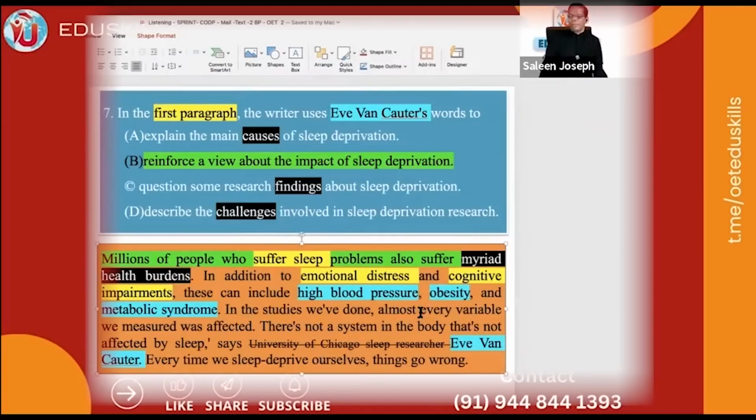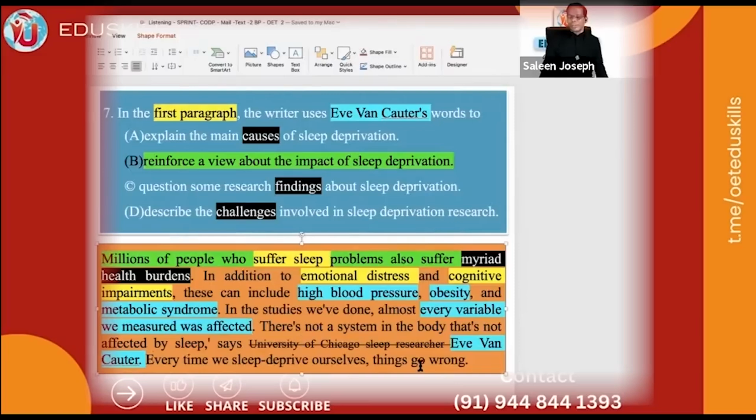Almost every variable was affected. This is again saying every variable we measured was affected, which means there was a lot of impact. There is not a system in the body that is not affected by sleep, meaning every system is affected. Every variable was affected, every system was affected. It's the same, says Ivan Carter.